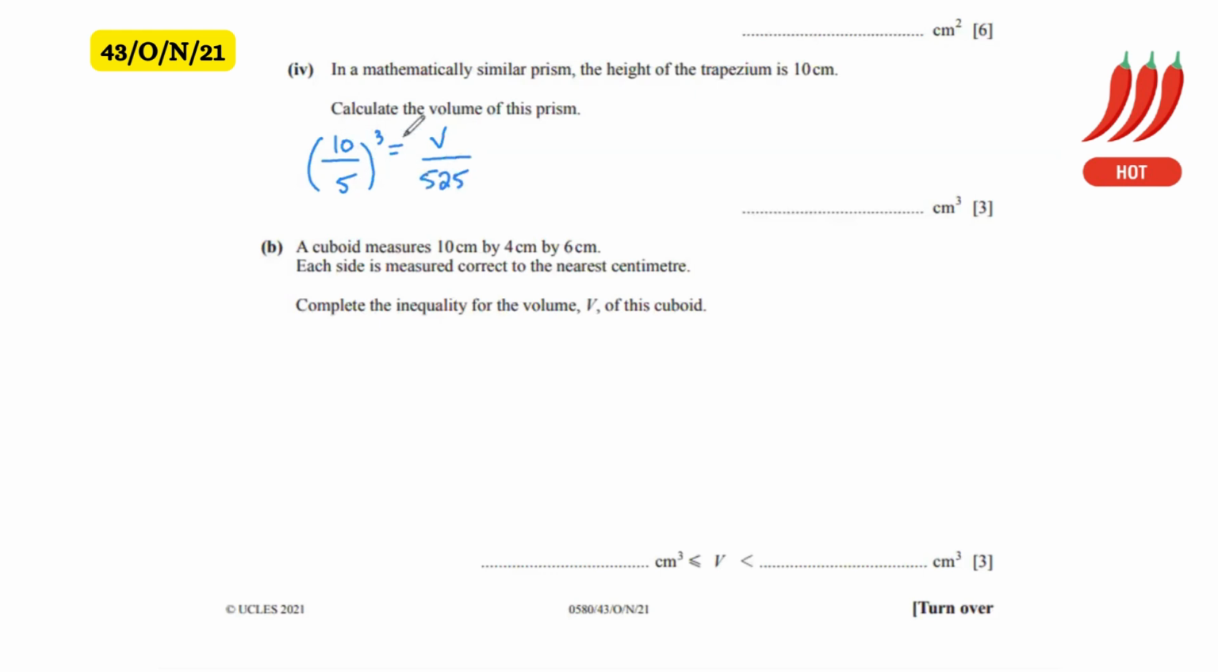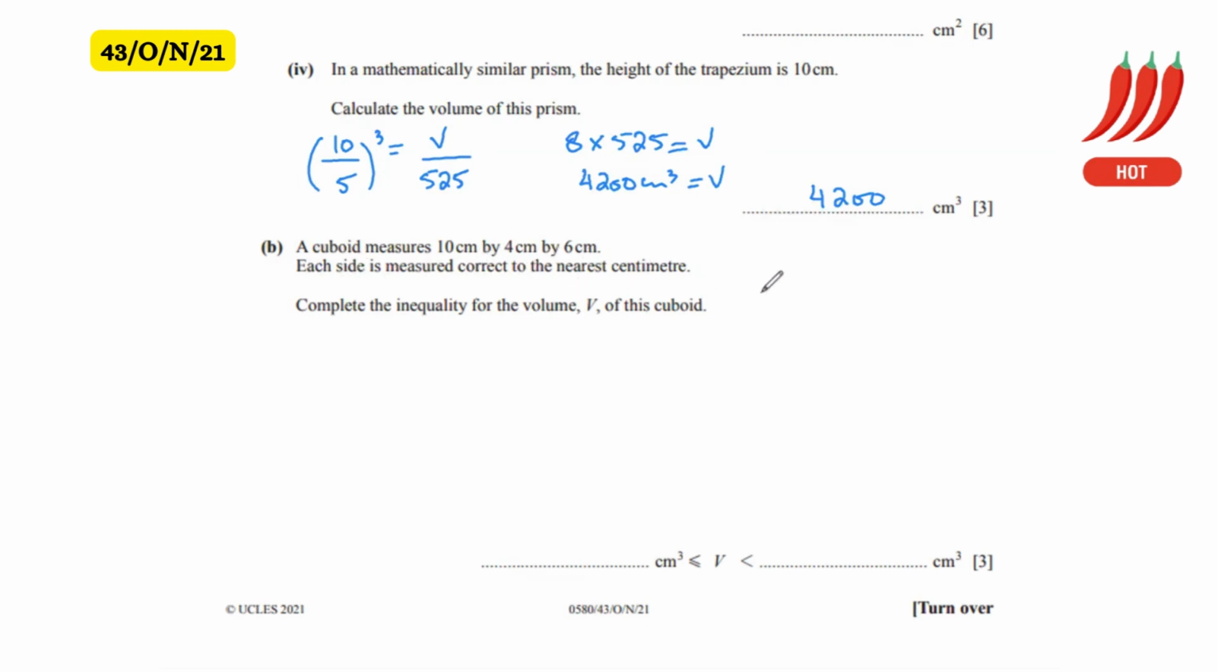So 10 divided by 5 is 2. 2 cubed is 8. So 8 times 525 equals the volume of the new prism. And that's going to be 4200 centimeters cubed. That's your answer. Then it says a cuboid measures 10 centimeters by 4 centimeters by 6 centimeters.